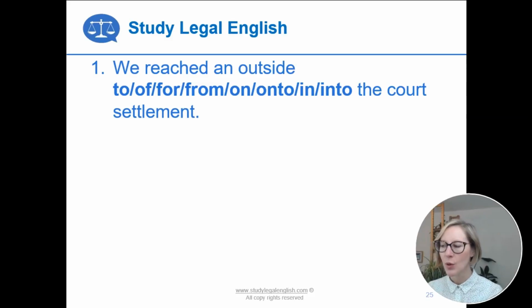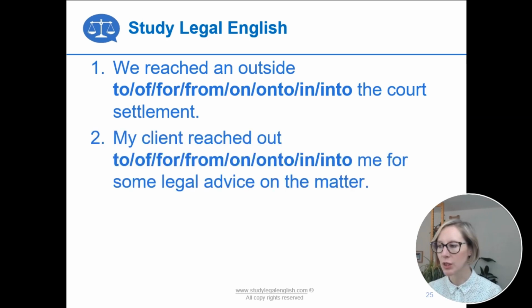Number 1, we reached an outside space, the court settlement. We reached an outside to, of, for, from, on, onto, in, into the court settlement. So choose the correct preposition. And if you notice that there's another mistake there, make sure that you correct that. Okay. 3, 2, 1. Let's go on to number 2.